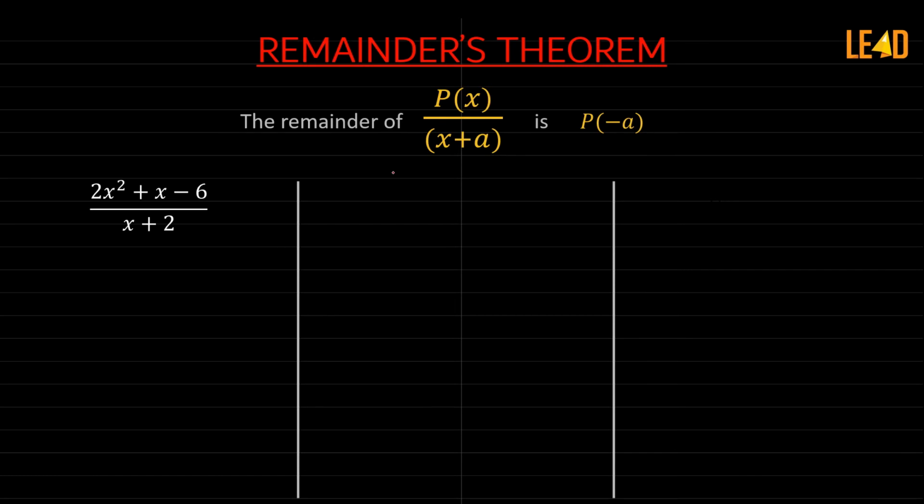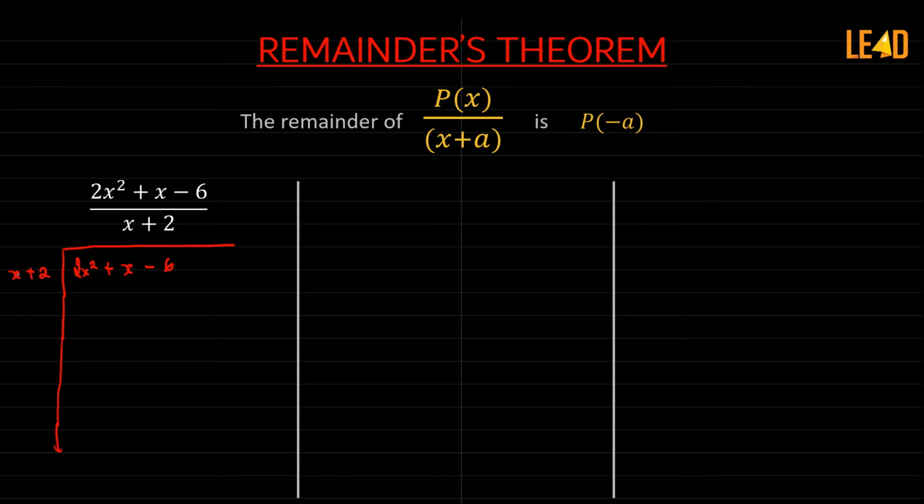Okay, so let's say we want to divide this and find out what the remainder is. We'll divide it first, figure out the remainder, and then we'll test with the remainder theorem. We've done this before in the other video, but we'll just do it again. We have 2x squared plus x minus 6, divided by x plus 2.